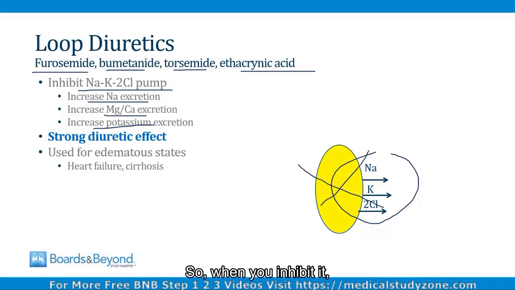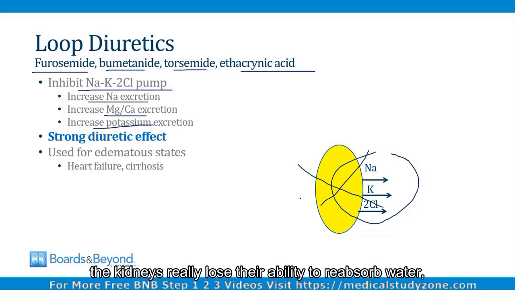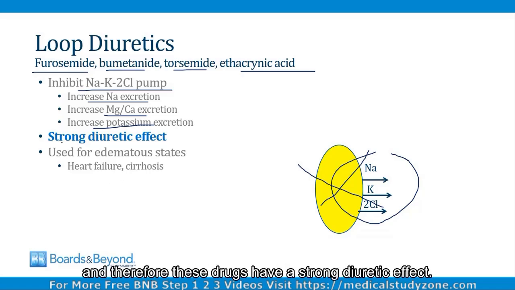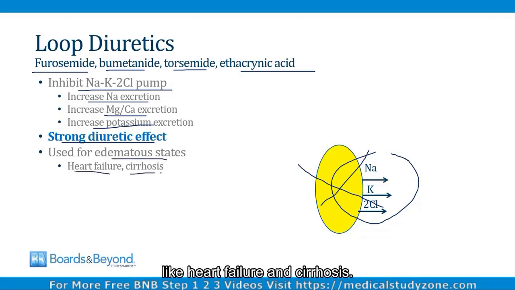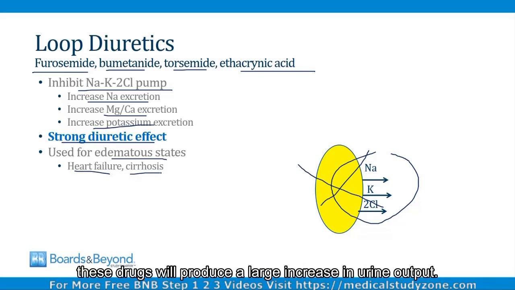So when you inhibit it, the kidneys really lose their ability to reabsorb water, and therefore these drugs have a strong diuretic effect. They produce a vigorous increase in urine output, and therefore they're used for edematous states like heart failure and cirrhosis, where patients have lots of extra volume on the body that you want to get out. These drugs will produce a large increase in urine output.